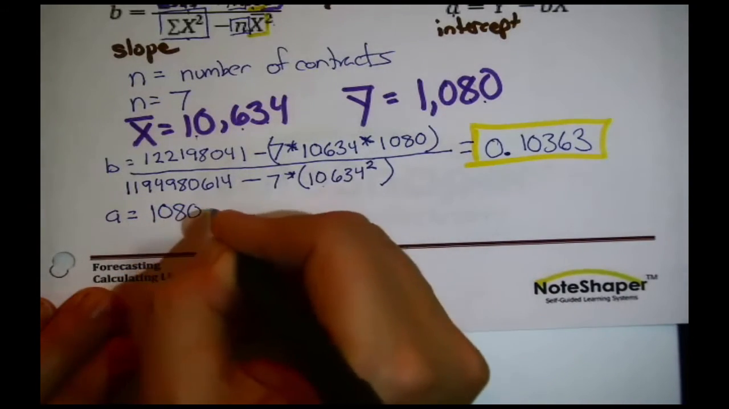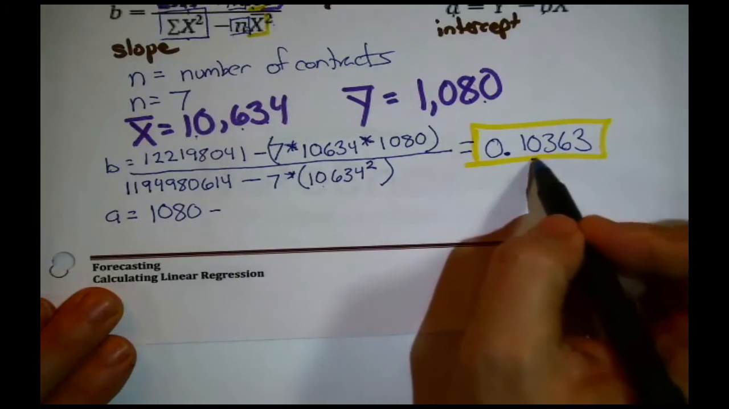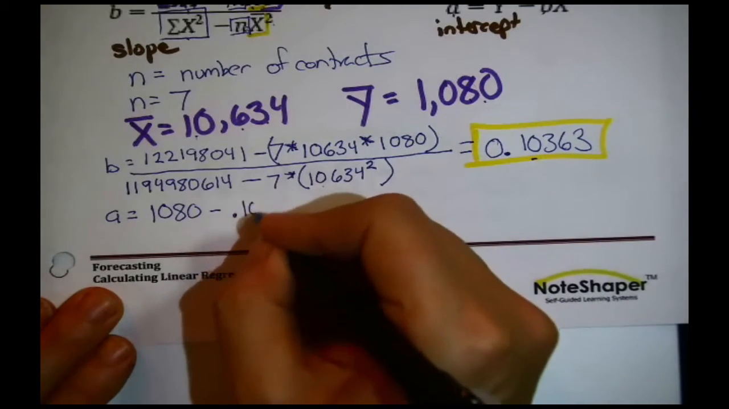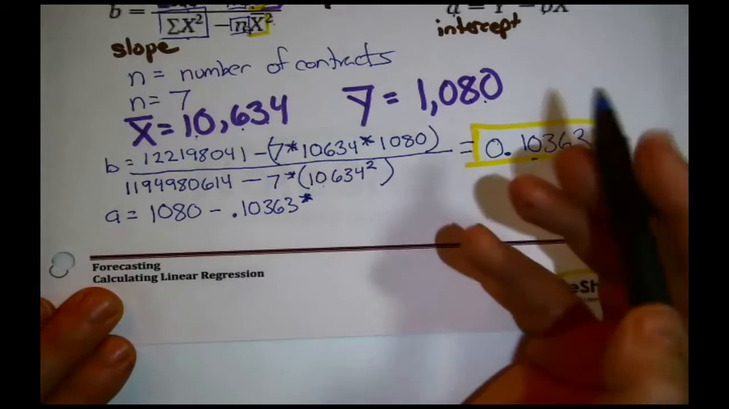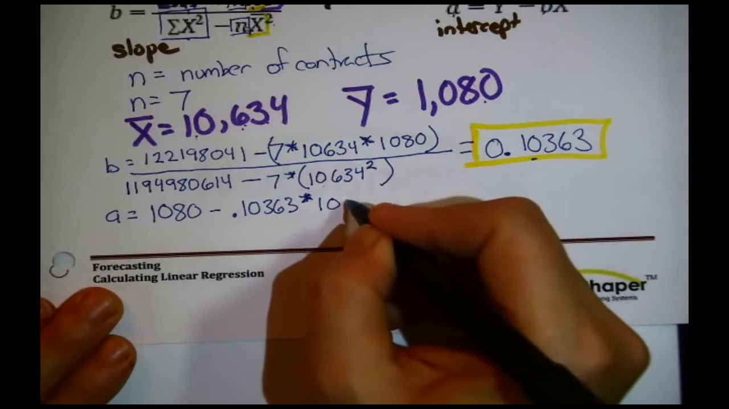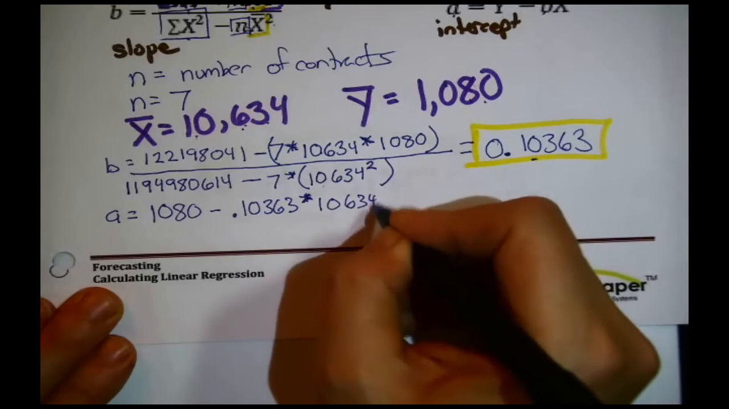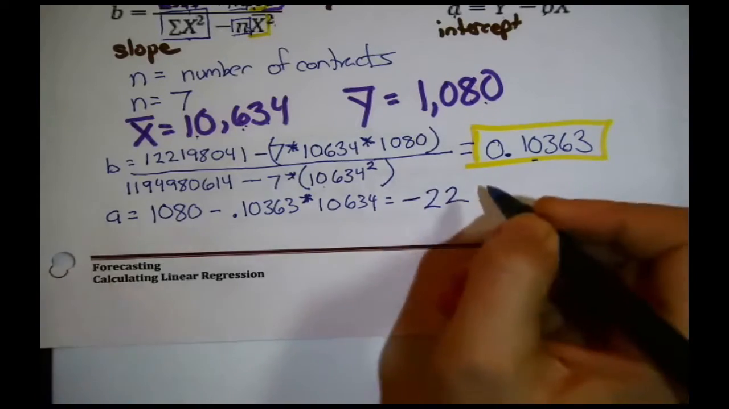1,080 minus, you need the number from over here, or that number right there, 0.10363 times the average x, or that number right there, 10,634. And that's pretty much almost exactly -22.